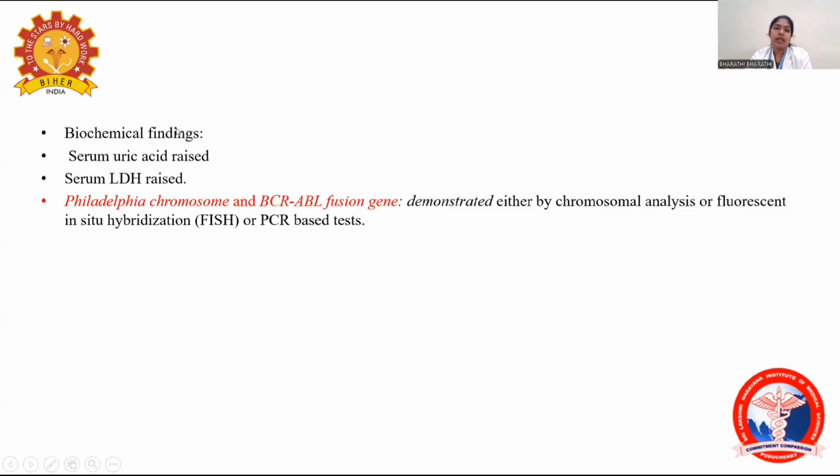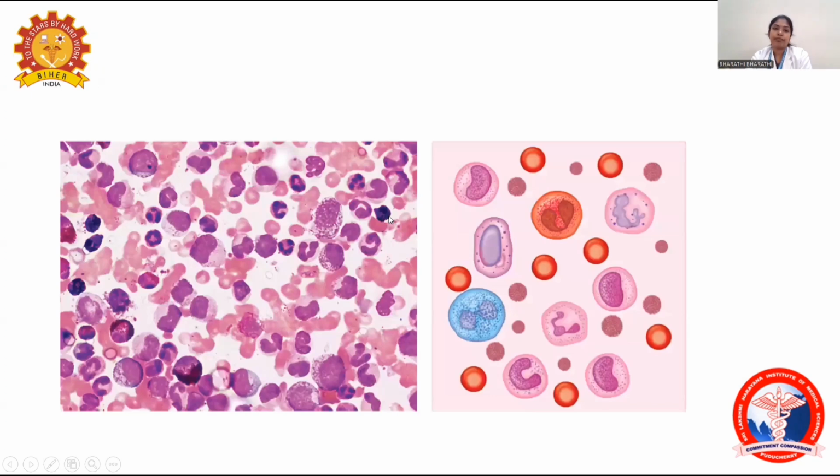What are the biochemical findings? The serum uric acid is raised, serum LDH is raised, and there is the Philadelphia chromosome. As I told you, chromosomal analysis is very, very important to demonstrate a patient with CML. It is demonstrated either by chromosomal analysis, fluorescent in situ hybridization, or a PCR based test: Philadelphia chromosome and BCR-ABL fusion gene.